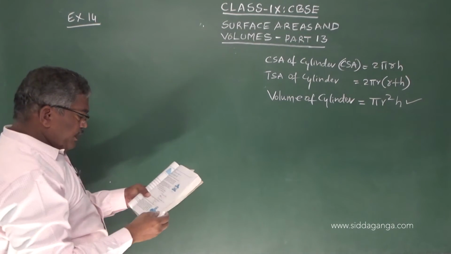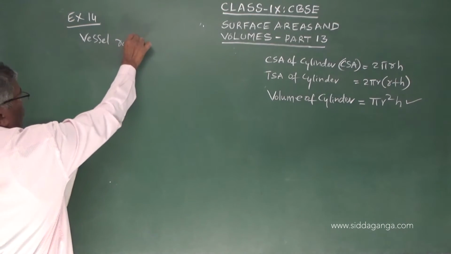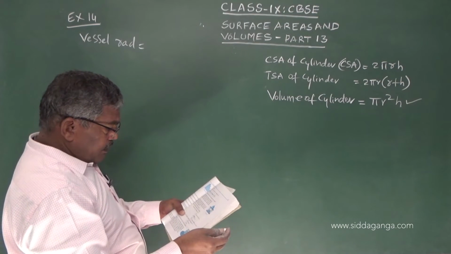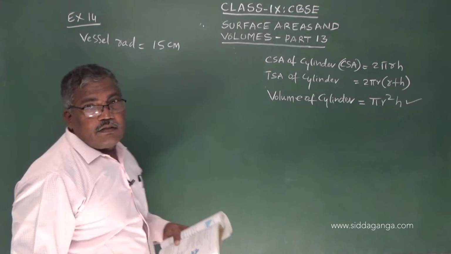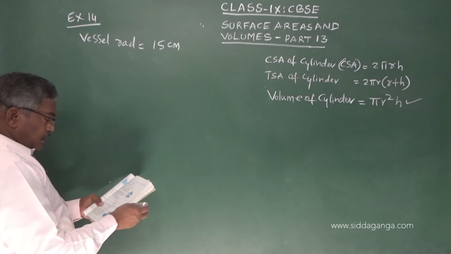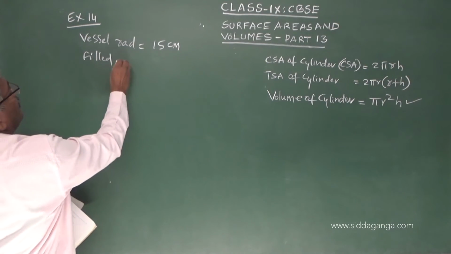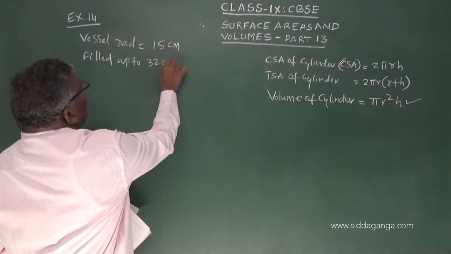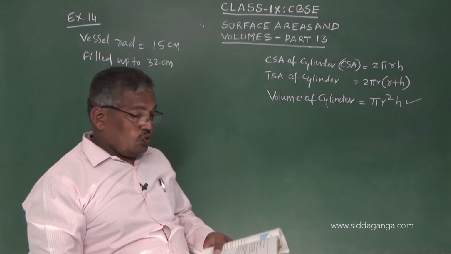Vessel of base radius 15 centimeter, filled up to a height of 32 centimeter with orange juice.